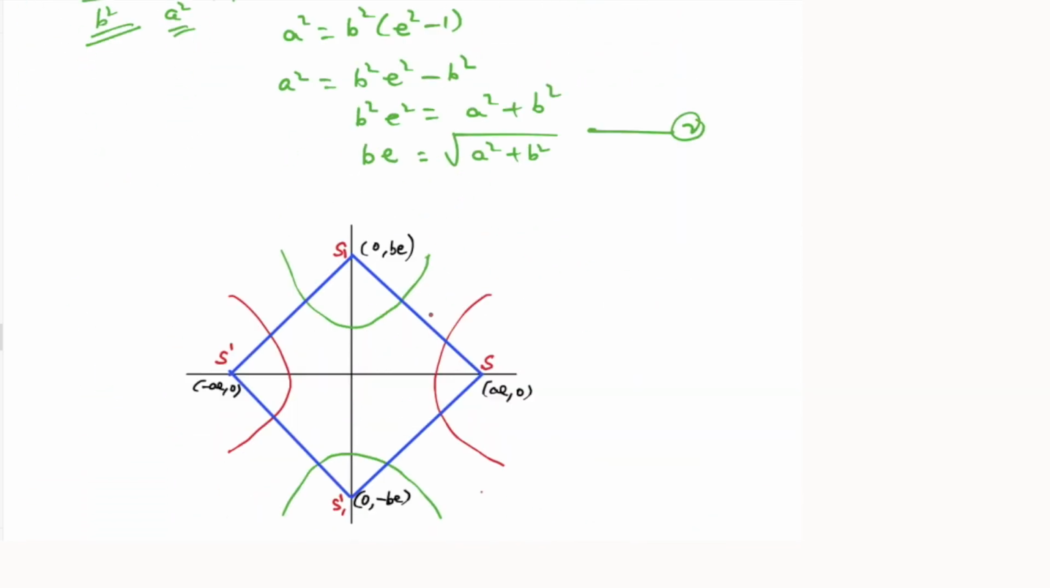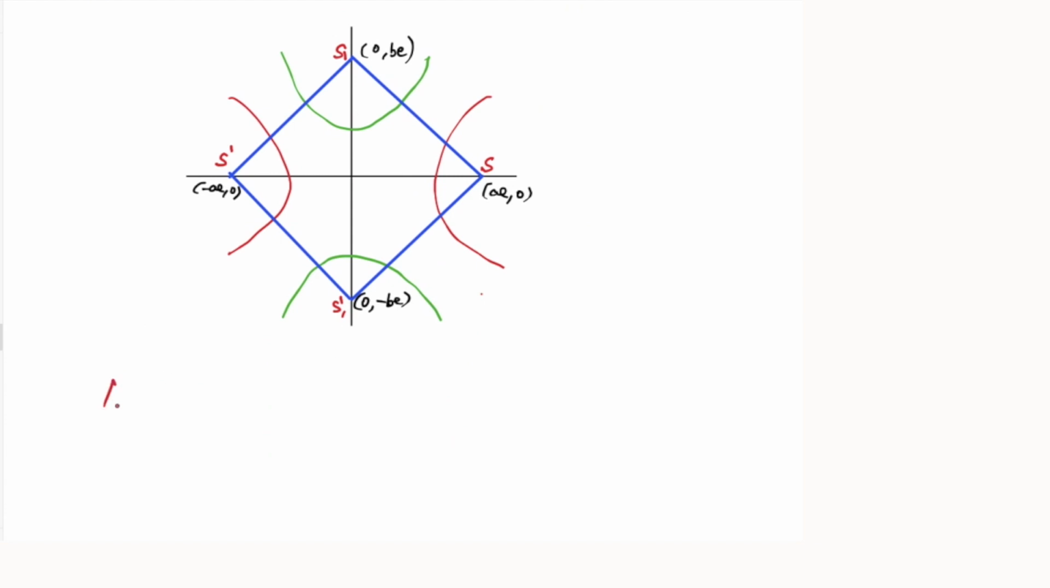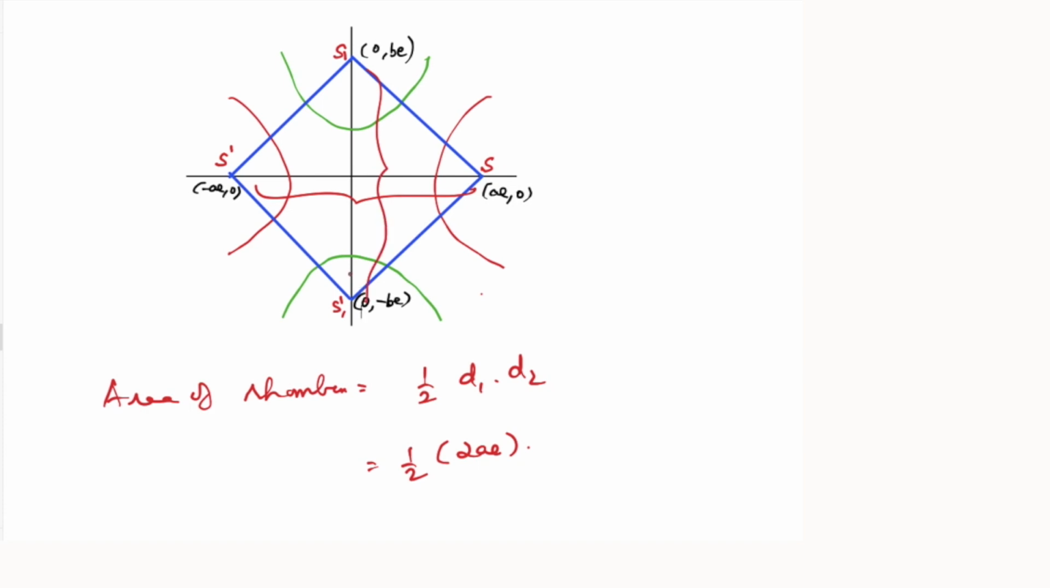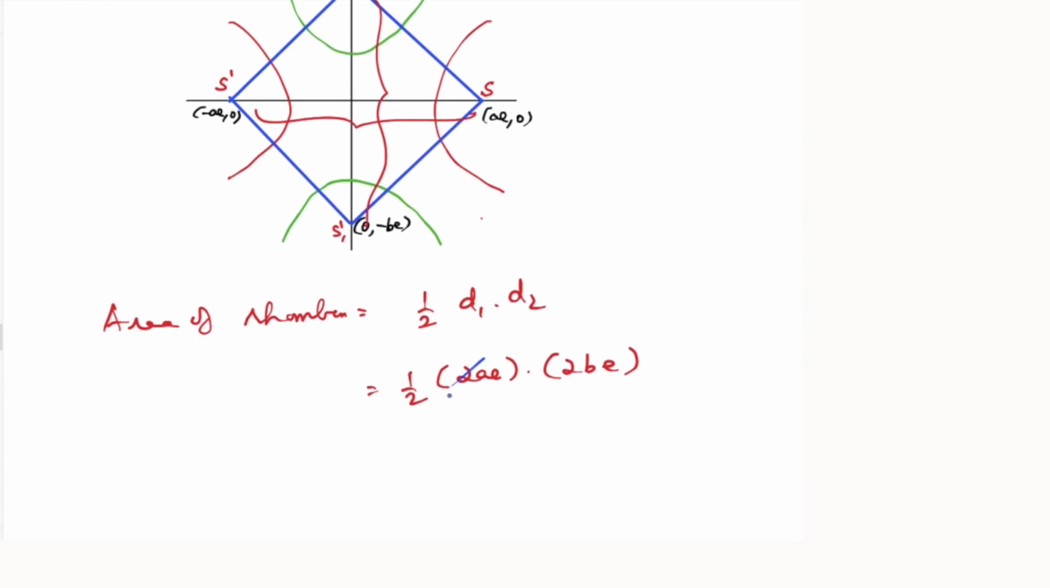So can you say the area of a rhombus is half into d1 into d2? This is one diagonal. Can you say the full length is the distance between the two foci, AE plus AE, it is 2AE. d2 is this distance, but instead of AE, here it is B. B plus B, it is 2B.